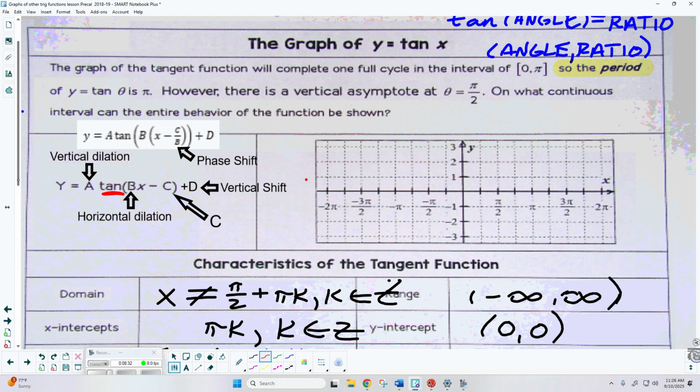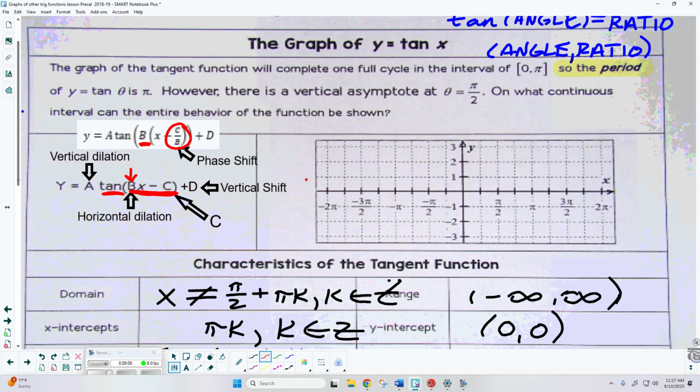But A, B, C, and D, they still represent the same transformations that we looked at before. A is your vertical dilation. B is your horizontal dilation. C is going to help you with your phase shift. And then D is going to be the vertical shift. And then again, all those can help you with the characteristics. Now, remember, if your value of B has been multiplied through whatever expression you have, you've got the value of C right there. But if B has been factored out, then you actually have your phase shift. In fact, does that C over B look familiar?